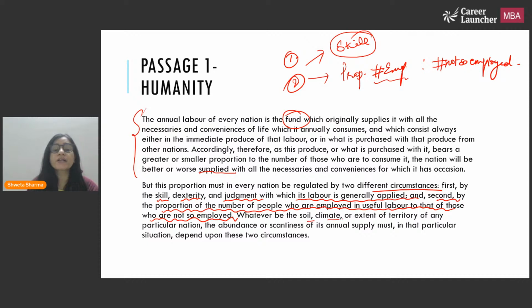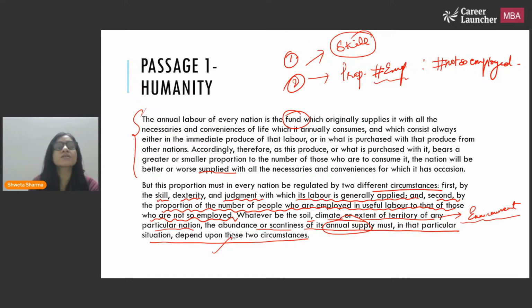Whatever be the soil, climate, or extent of territory of any particular nation, abundance or scantiness of its annual supply must in that particular situation depend on two circumstances. Then it says, what will be the climate? By climate, we refer to the environment. Whatever be the environment, what is important here is to understand the abundance or scantiness of its annual supply must, in a particular situation, depend on two circumstances. These are the two circumstances which the author states here. Are we good with the two circumstances the author states here?